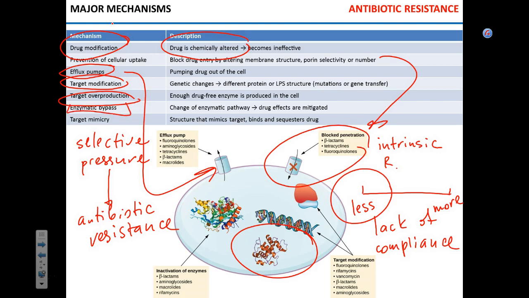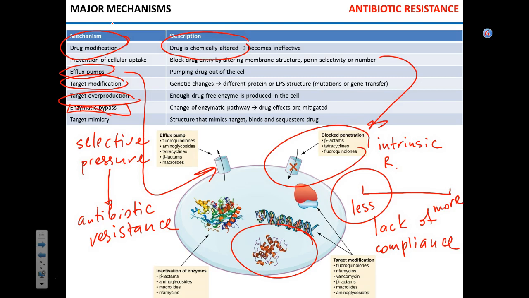Enzymatic bypass. A different pathway is developing or developed that allows the microorganism to achieve the same biosynthetic goal. Kind of a detour, enzymatic detour.